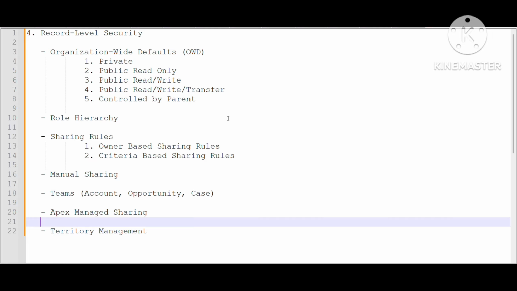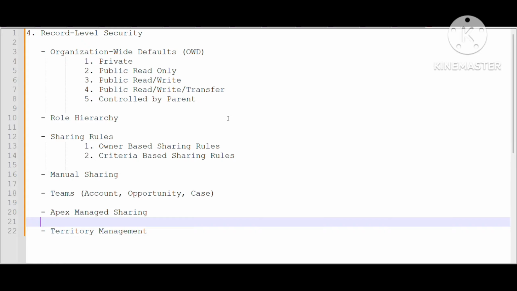Again, there are some considerations for the sharing rules. We need to keep in mind which records to share, so we simply can't share all the records. Then, with whom the record needs to be shared? We need to have a clear idea of whom we are sharing the record with, and also what kind of access we need to provide.